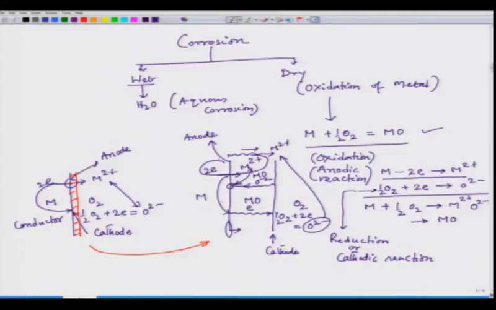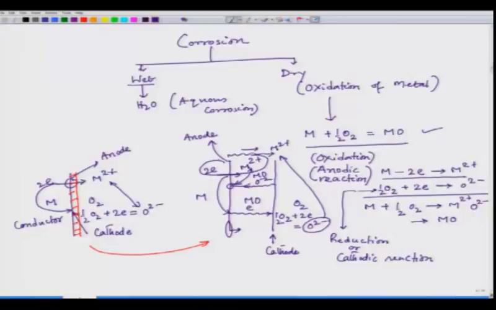So, metal oxide itself is acting as electrode, acting as a conductor as well as electrolyte, because it also allows charge flow in the form of metal ion or oxygen ion. So, this is also electrochemical reactions, and here metal is oxidizing. So, metal is losing in the form of oxide.